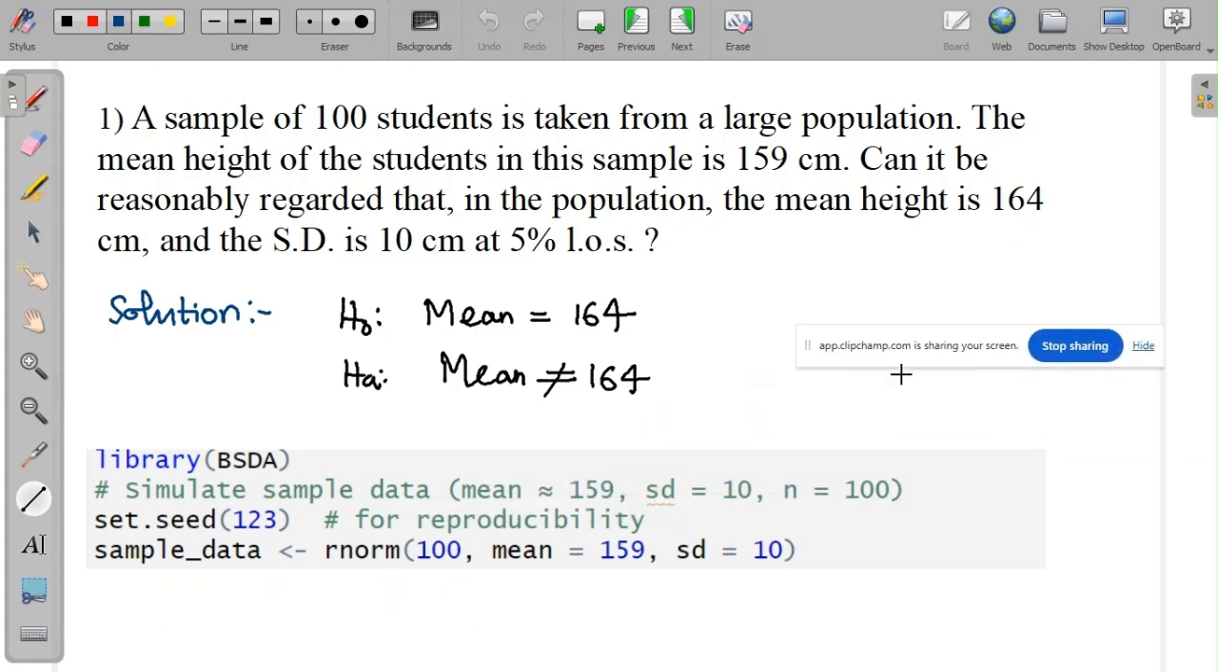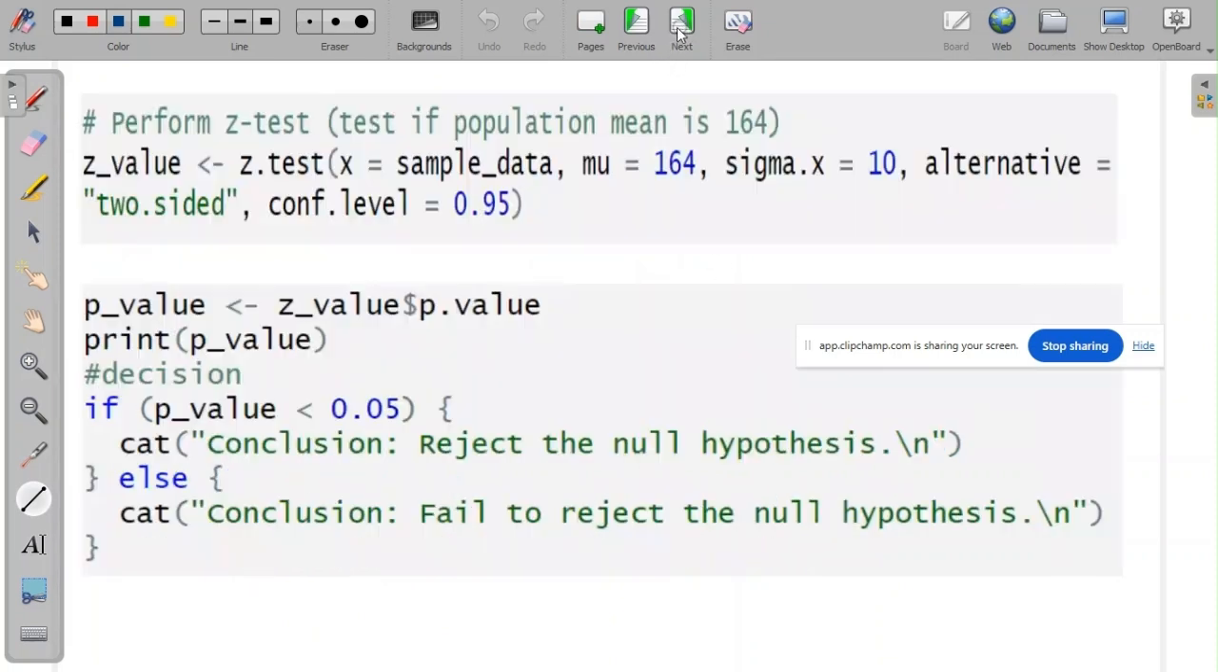So like I told you before, we need to install the BSDA package. Having installed the package, we call the package using the library function. And we define the sample data. The average is 159, the SD is 10, and the N is 100. And we compare this with the population data, and this is where we use the z.test function. It takes as arguments the sample data, the population mean, the population SD, and the alternate hypothesis along with the confidence level. Now, since 5% is the level of significance, we have the confidence level at 95%, that is 0.95.